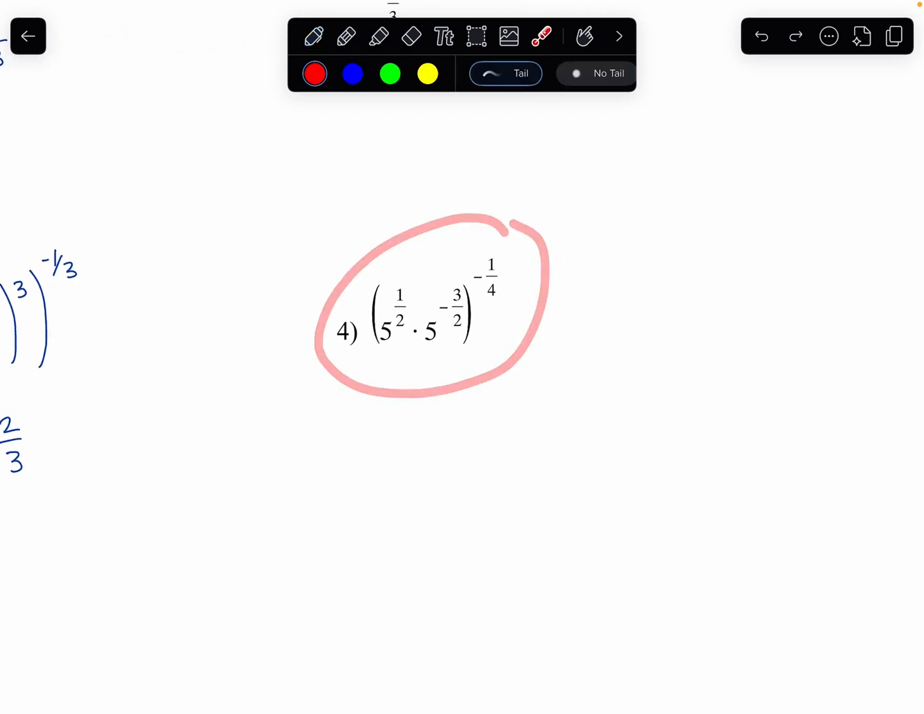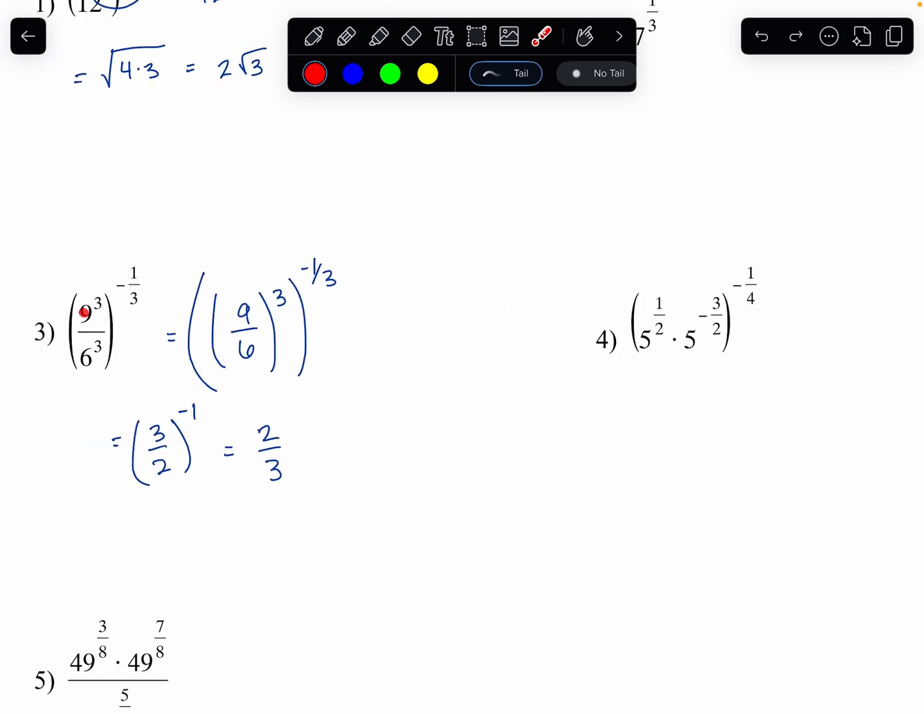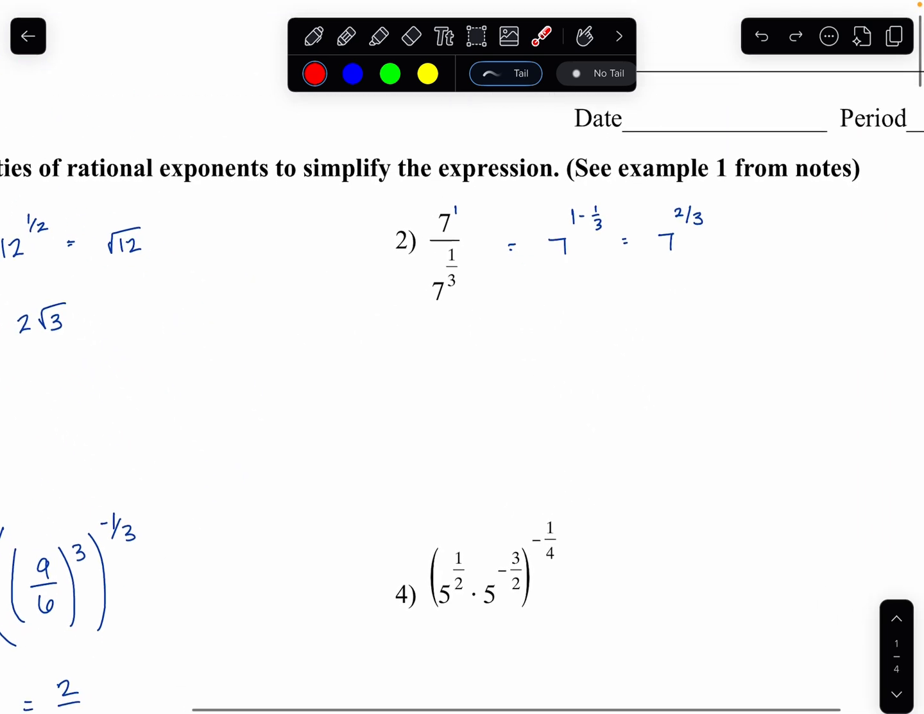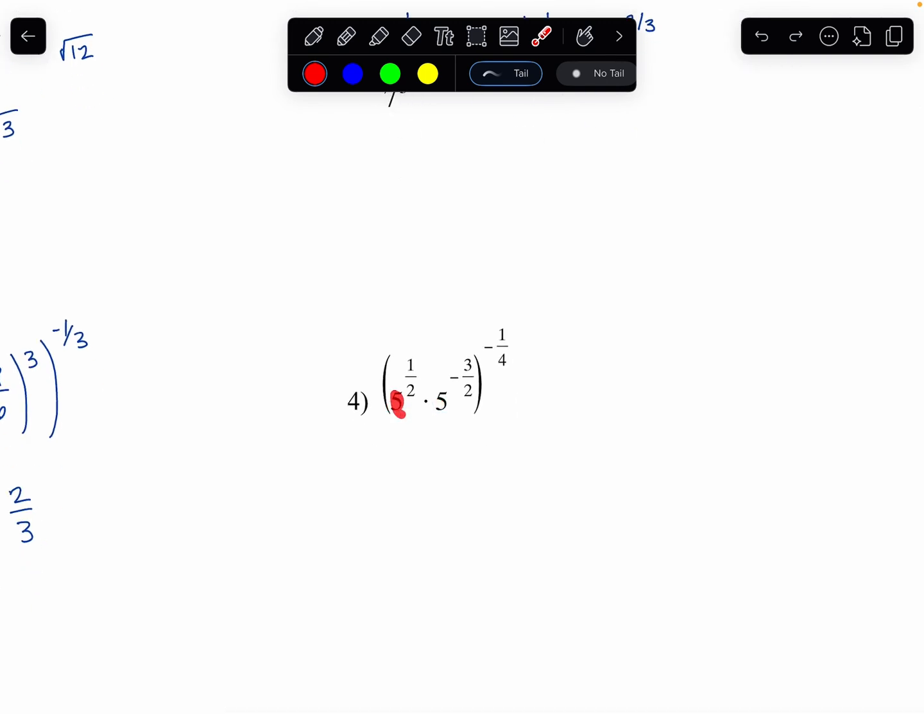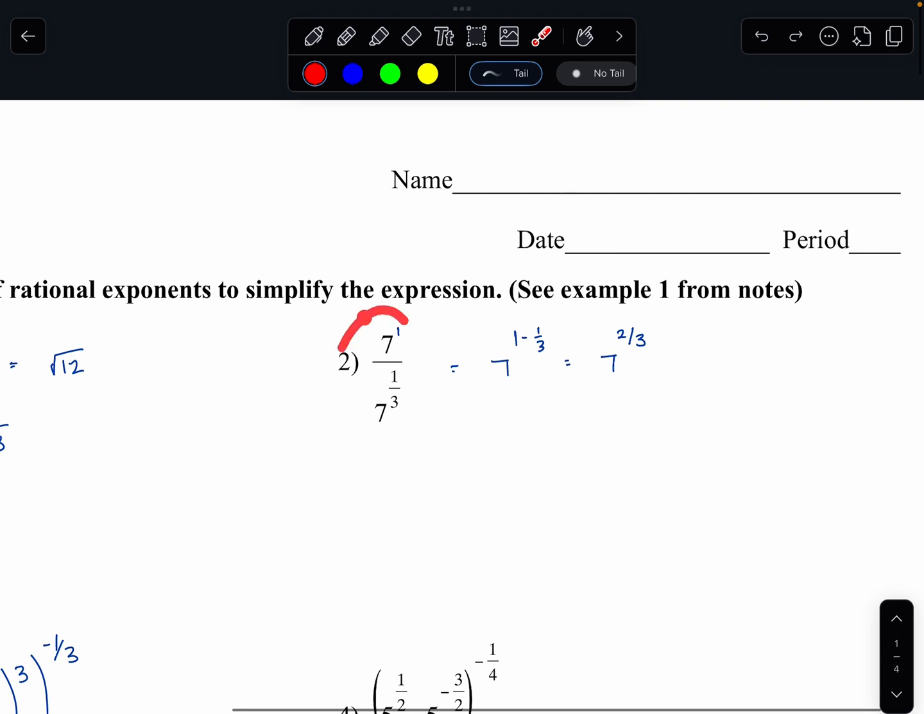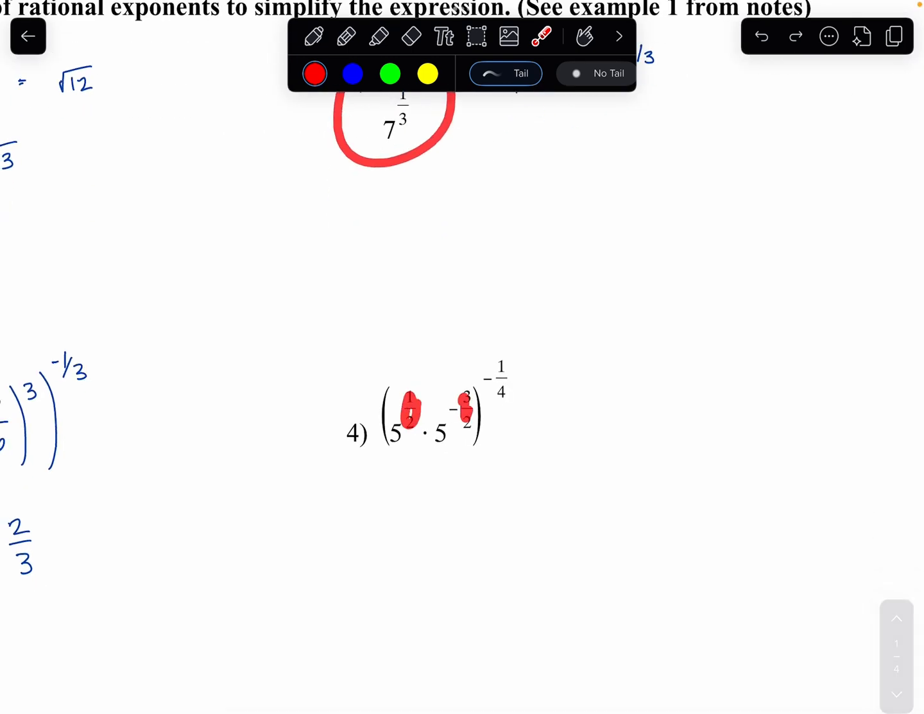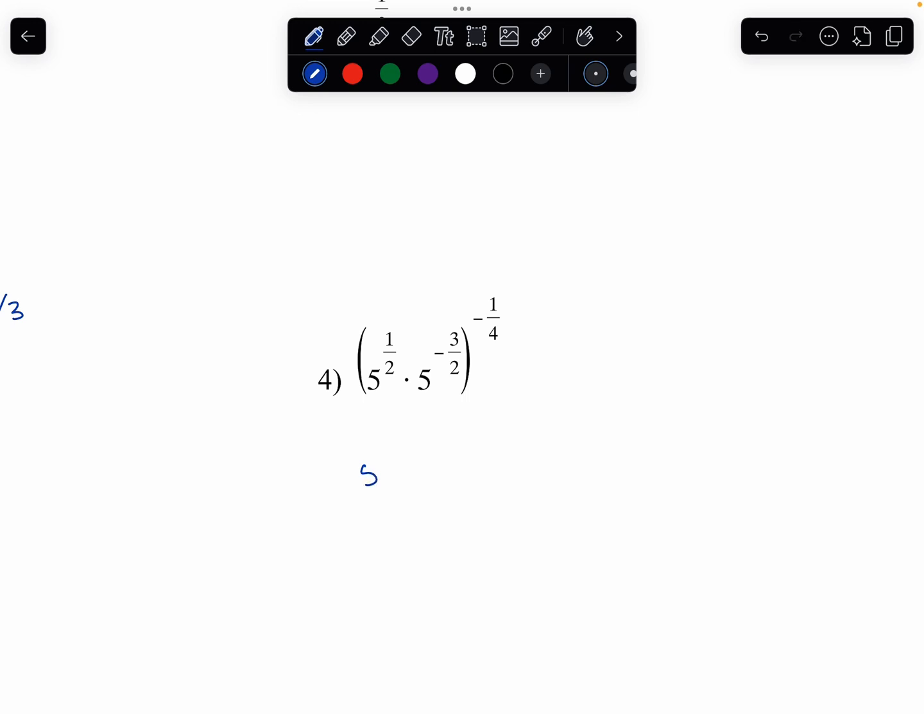Okay, let's see here. So you can kind of do the same thing as we did in this one right here. We had a quotient and the bases were the same. This time we have a product and the bases are the same. And so since the bases are the same, instead of subtracting them like we did up here, we can add them. So we can change this to be 5 to the 1/2 plus negative 3/2, so that's just going to be minus 3/2. And then all that's going to be raised to the negative 1/4.